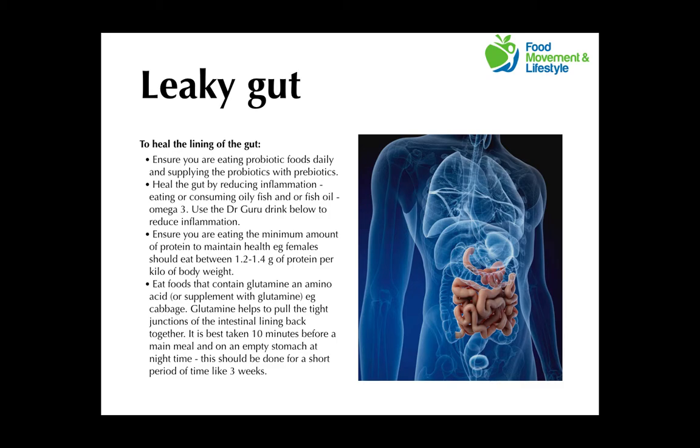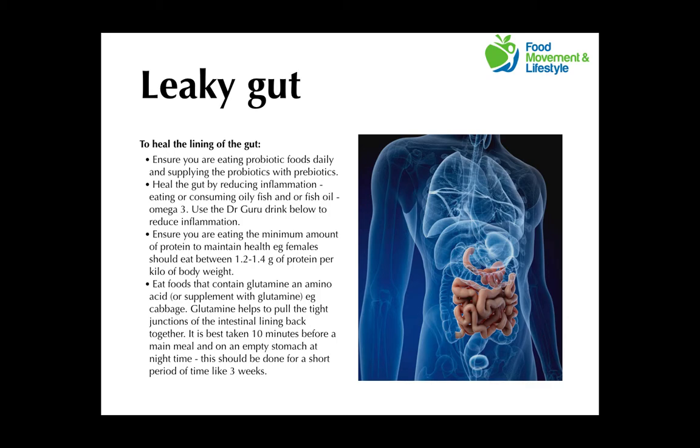And eat foods that contain glutamine. It's an amino acid that helps to heal the gut and keeps those junctions tight. Remember, I asked you to put your fingers together. Glutamine helps keep those junctions tight. You can take a supplement. It's best to take it 10 minutes before you eat so that you close up those tight junctions, and then food just passes straight through where it needs to go.